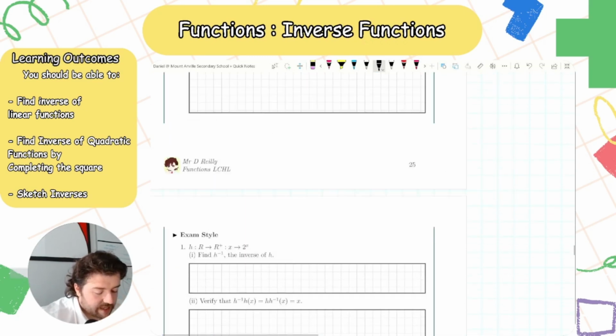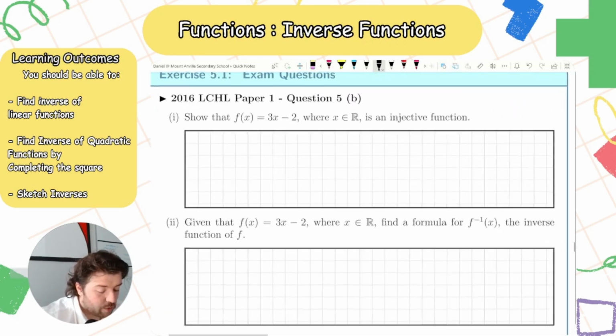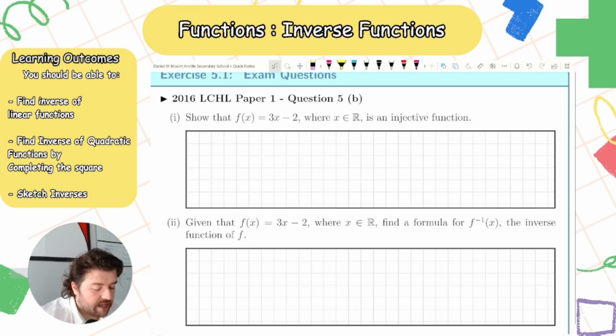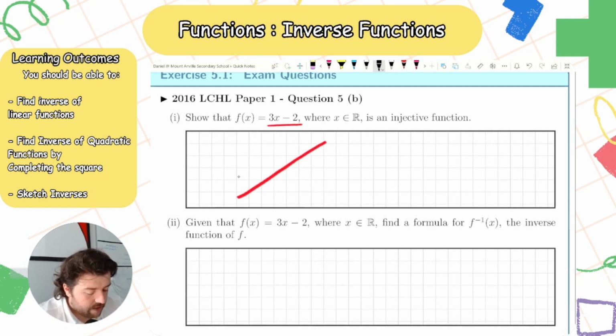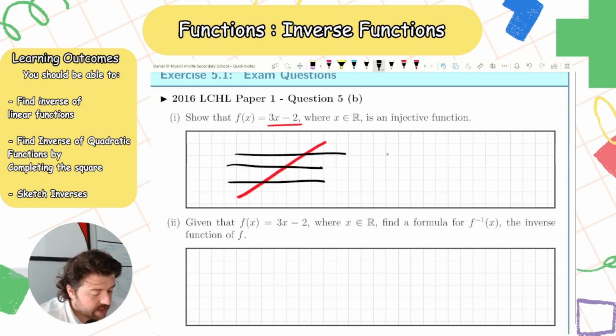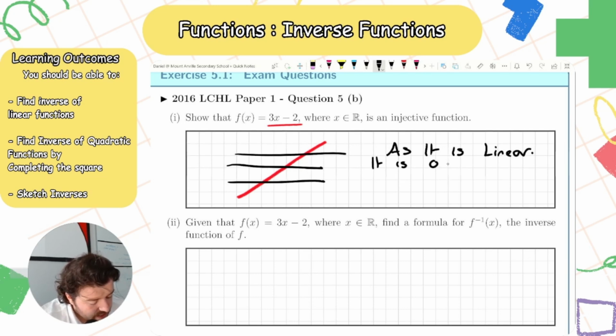Right. So let's just look at these exam questions. So this came up in 2016. Show that f of x equals 3x minus 2 is an injective function. Well, it's an injective function because it's a linear function. It's a line, right? So as it is linear, it is injective.